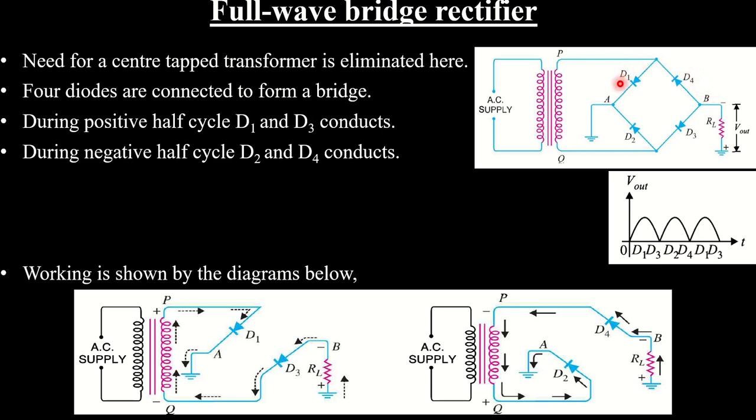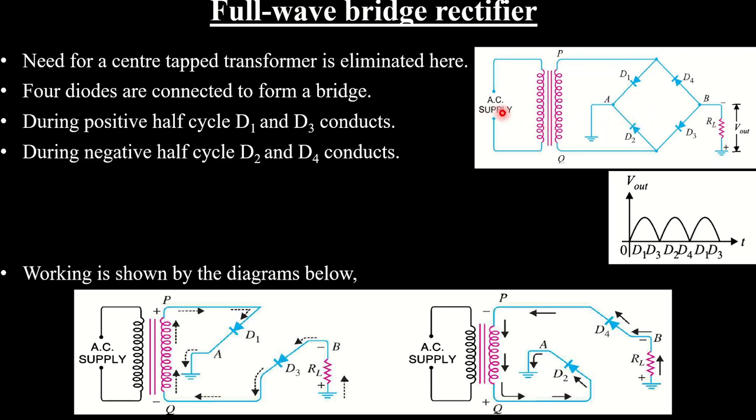Here we are having a bridge which is formed by four diodes D1, D2, D3 and D4 connected in this manner. In between two opposite junctions of the bridge, a secondary of the transformer is connected, and at the other two opposite or diagonal corners of the bridge we are connecting the load resistance. From there we are getting the output voltage.